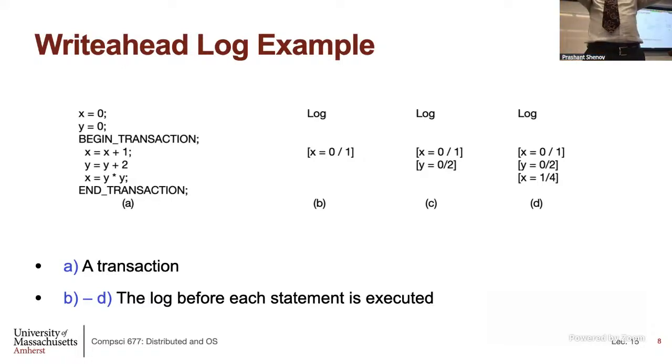Now you replayed this log backwards. You undid all the changes. X and Y are back to 0, 0. So now you have undone the transaction. So you don't have to do much at all. Whatever you wrote in the log, you just replay it backwards and you undo all the changes. Is that clear? Any questions on this?